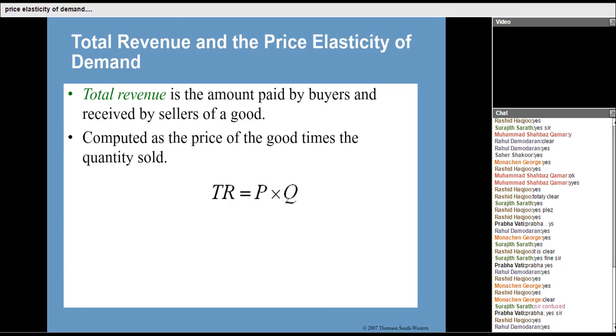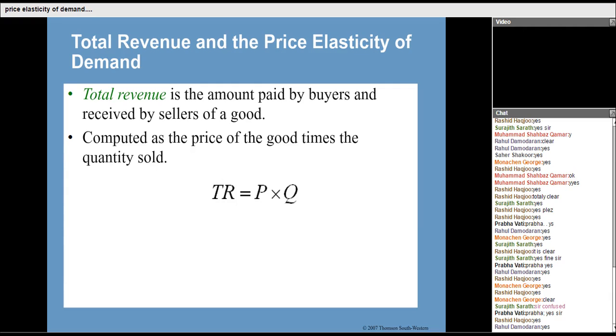See why it is important to learn? Because it is directly linked with your total revenue, because your sales are basically your total revenue. That's why it is very important to learn as a manager. See, total revenue and the price elasticity of demand. Why? Total revenue is the amount paid by buyers and received by sellers of a good.